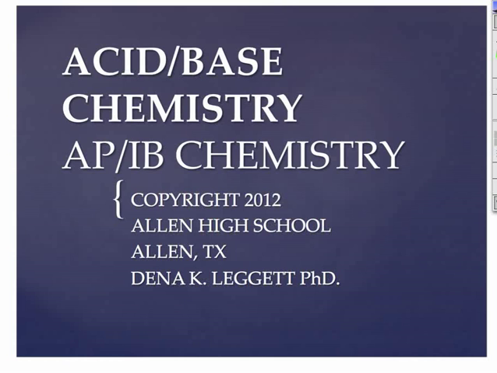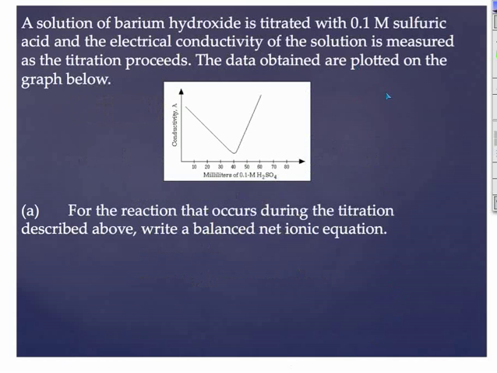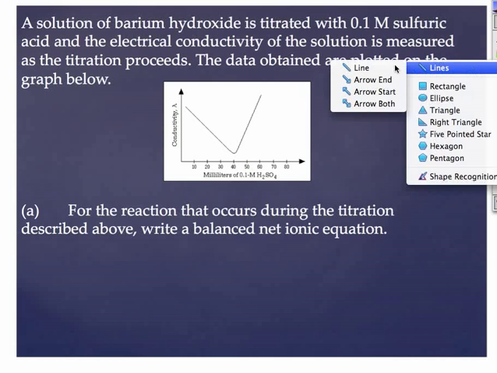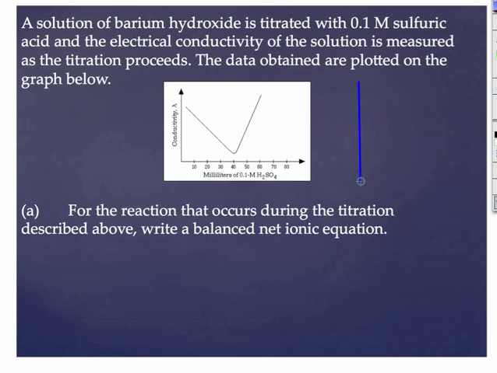We are discussing acid and base chemistry in our AP/IBHL1 class. Now, we're going to look at a very unique question this time. It's a titration, but instead of your typical titration, where the x-axis is volume of acid or base and the y-axis is pH, this time what we have is conductivity.